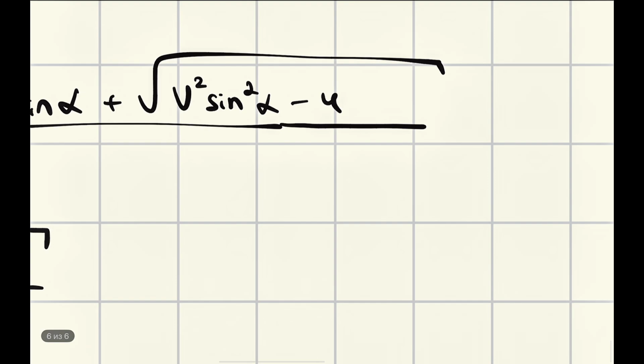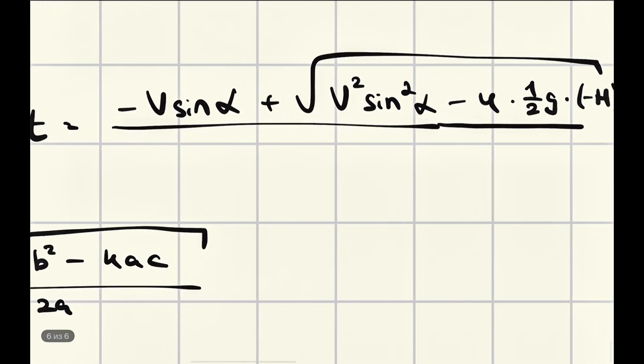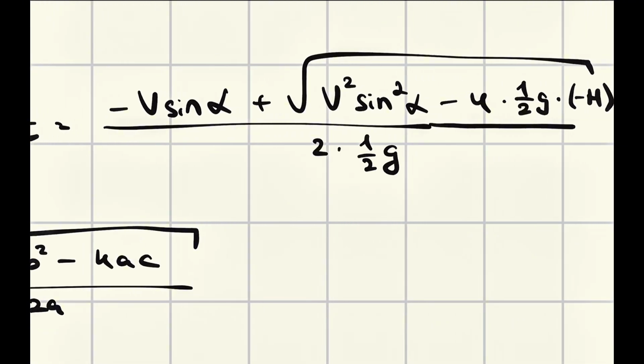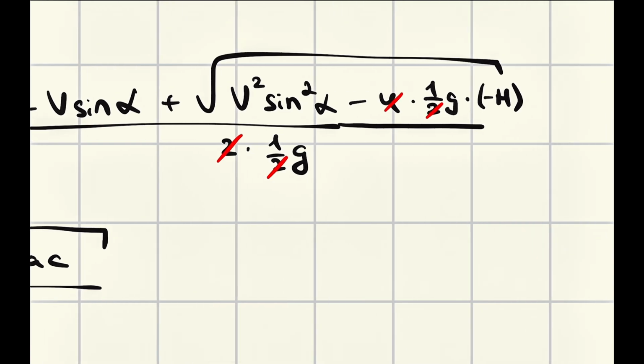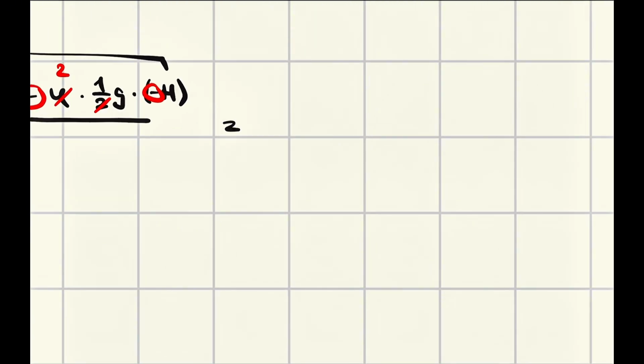Let's write it down. 1 divided by 2g, and here we have minus h, and 2a would be just 2 multiplied by 1 divided by 2g. And what is interesting, this is going to go away. 2 and 4 and 2 is going to go away. This would be just 2. And what else? This minus and this minus and this minus is going to become plus. And that's how we get something like this.